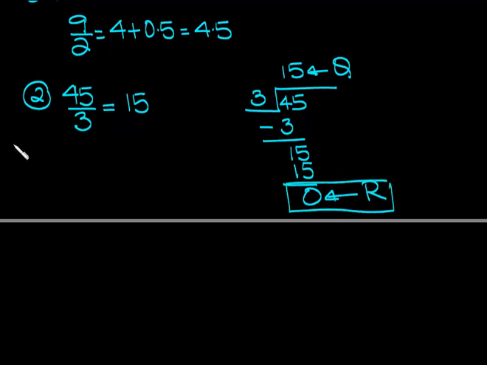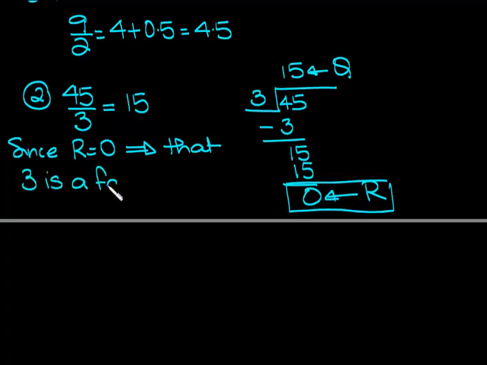When the remainder is 0, what do we learn? This implies what? Since, let me write it this way, since r, my remainder, is 0, it implies that the divisor 3 is a factor of 45. That's what it means. So let's take a look at what that implication means for a second.